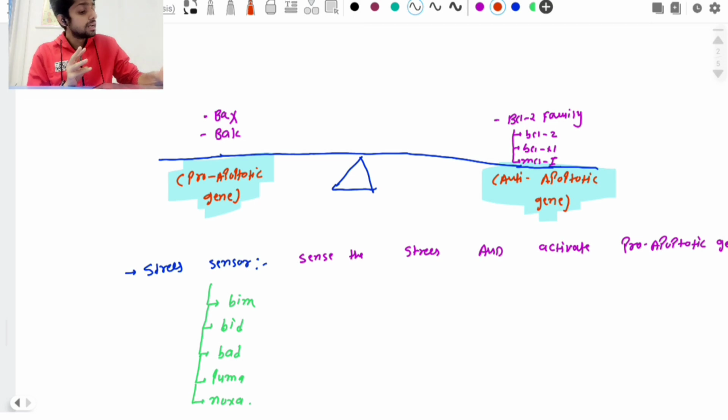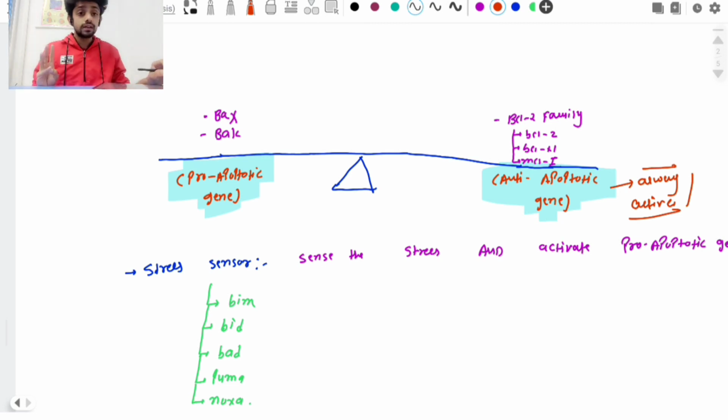Remember this guys, anti-apoptotic genes are always active. By this, normal cells do not undergo apoptosis, because anti-apoptotic genes are always active. So what genes come under pro-apoptotic and what genes come under anti-apoptotic? BAX and BAK are the group of pro-apoptotic genes. And anti-apoptotic is the BCL2 family, that includes BCL2, BCLXL and MCL1.